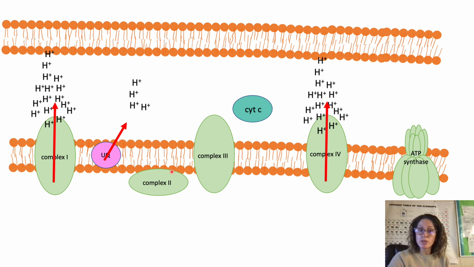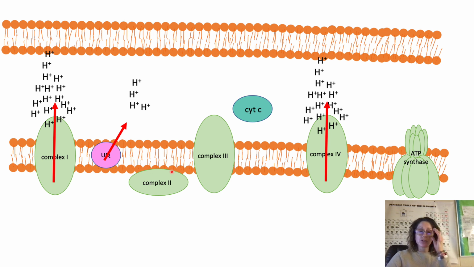So now what's produced is we have a whole bunch of hydrogen ions in that intermembrane space and not very many hydrogen ions in the matrix. So this is creating not only a concentration gradient, but we are seeing that battery that we talked about, where we have a whole bunch of positive charges on one side and it's negatively charged on the other side.